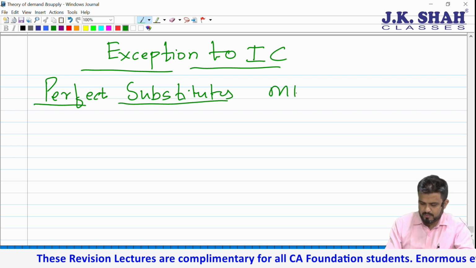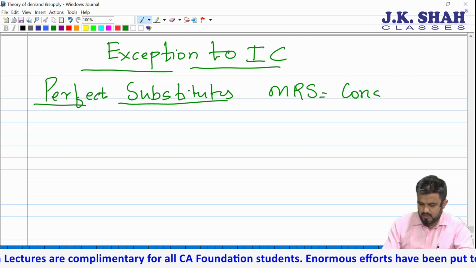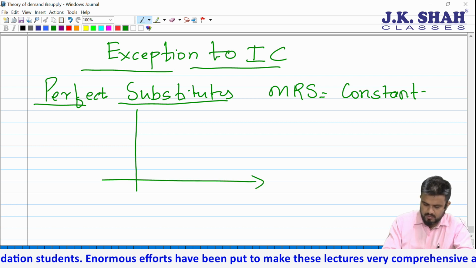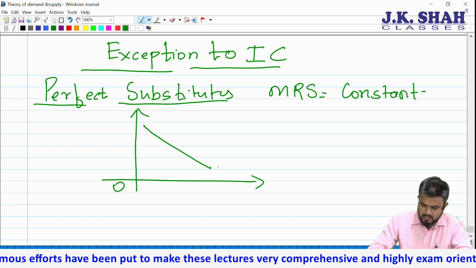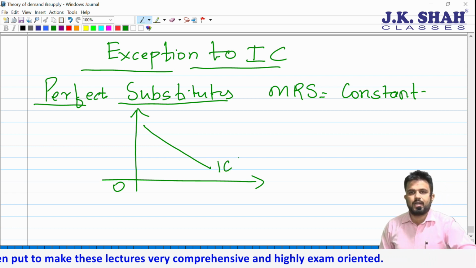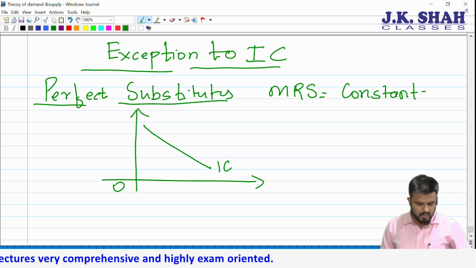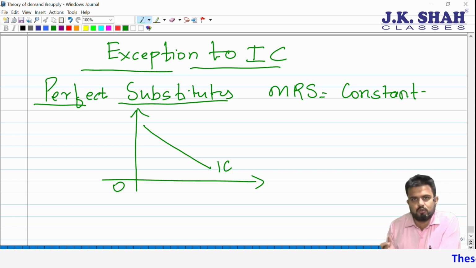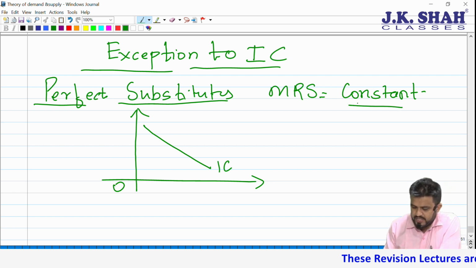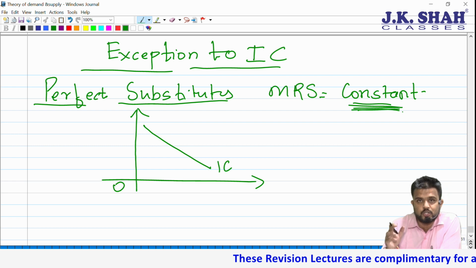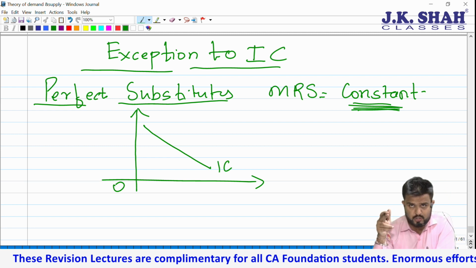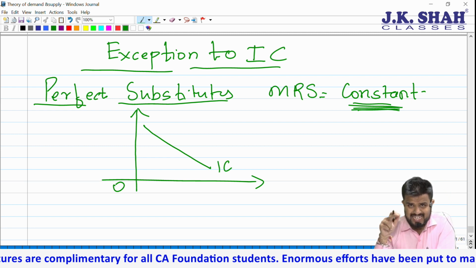Perfect substitutes, MRS will be constant. So in case of perfect substitutes, you will get an IC that is a downward sloping straight line. Because see students, substitutes are available, but perfect substitutes, 100% same, exactly homogeneous, are not possible. So substitutes are possible, but perfect substitutes, in case if they are there, then the MRS will be constant. So the shape of IC when products are perfect substitutes should be downward sloping, a linear straight line.